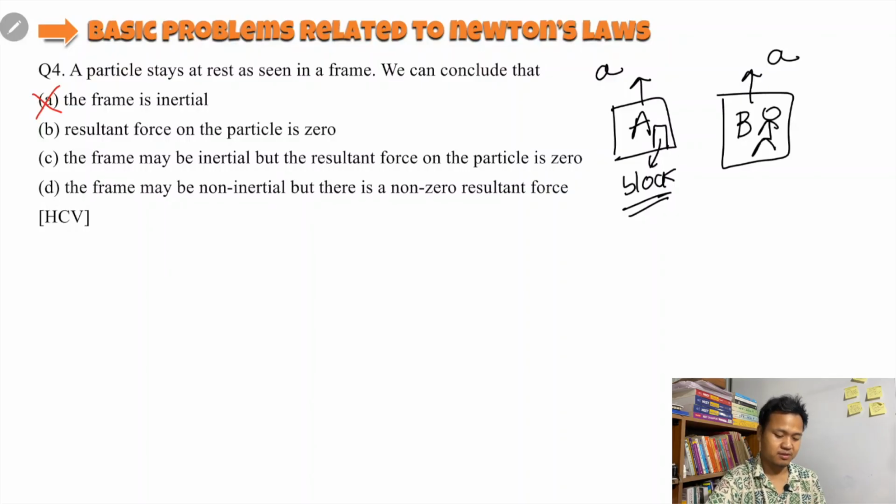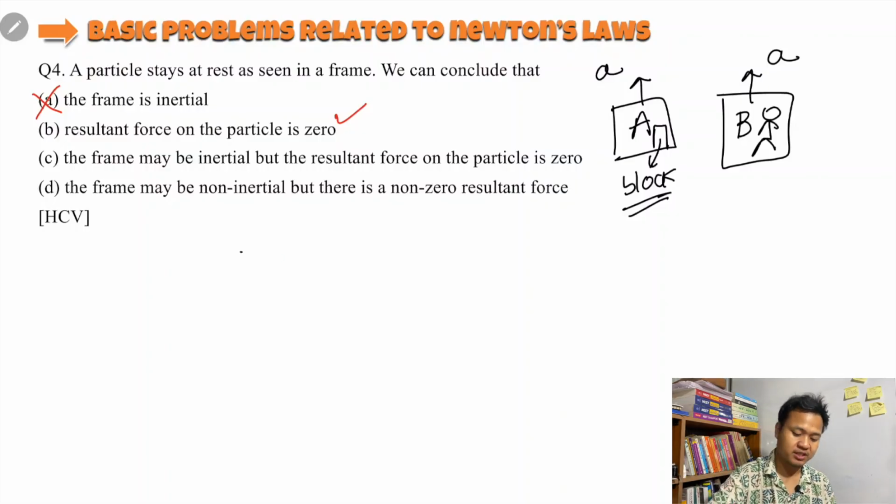It's possible. First law: the resultant force is 0, so acceleration is 0 and the particle is at rest. Okay, so this is possible. Let's see. The frame may be inertial, but the resultant force on the particle is 0.